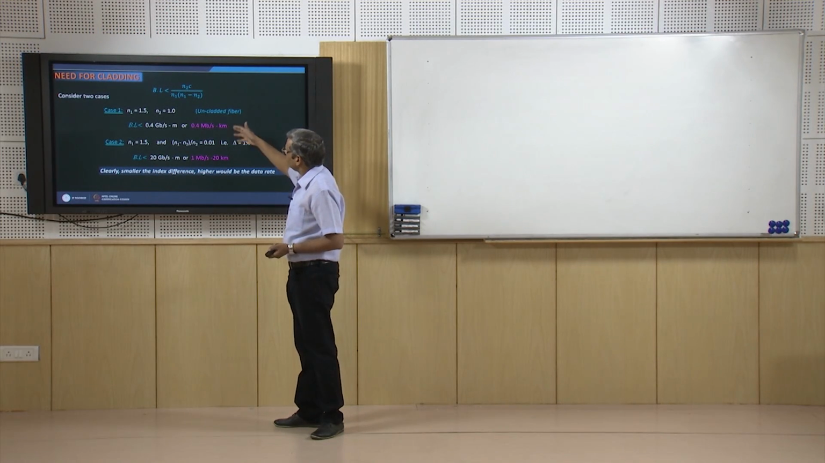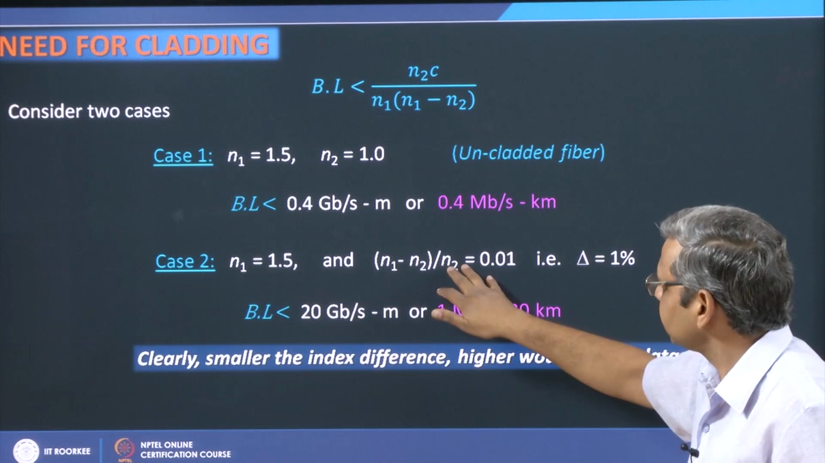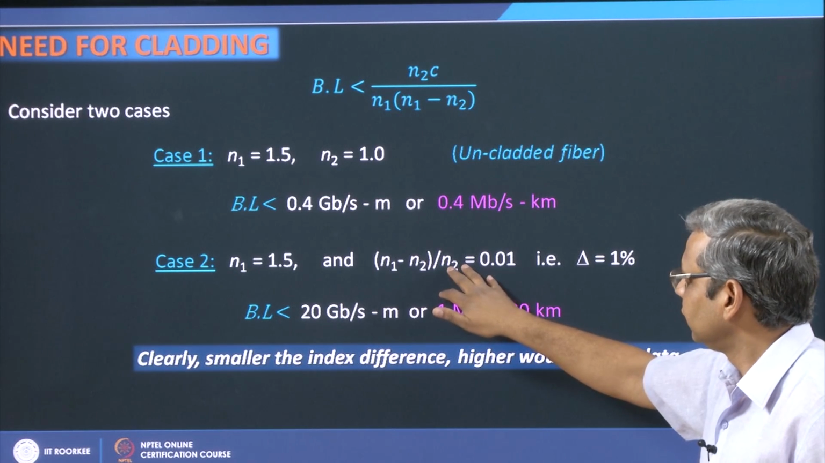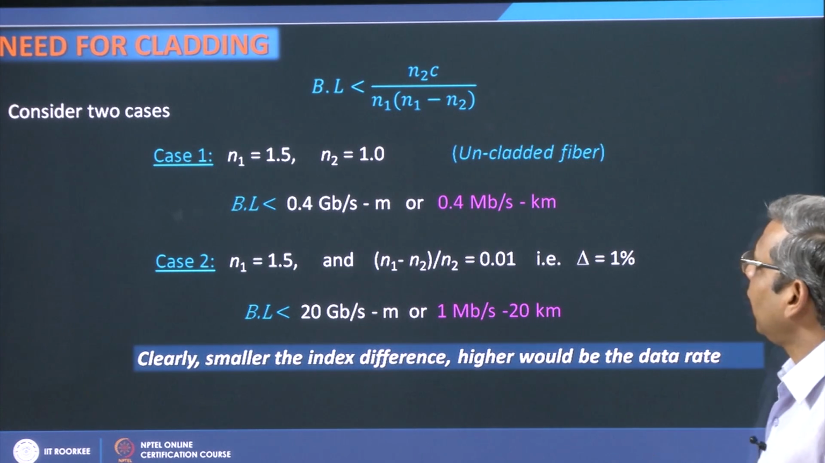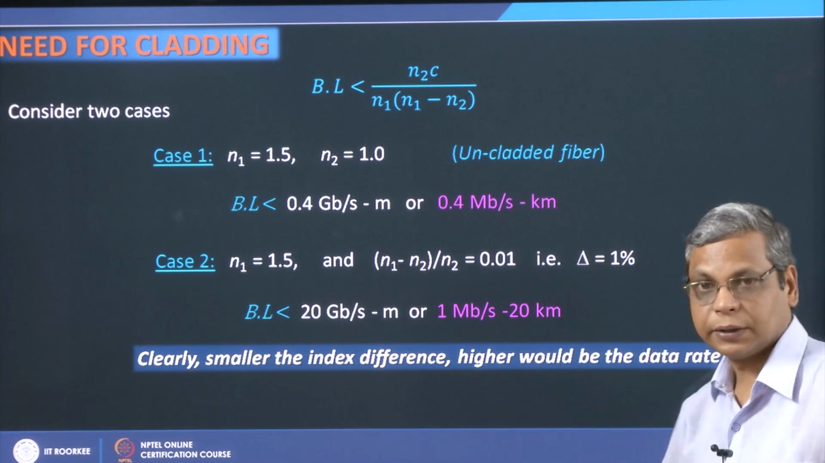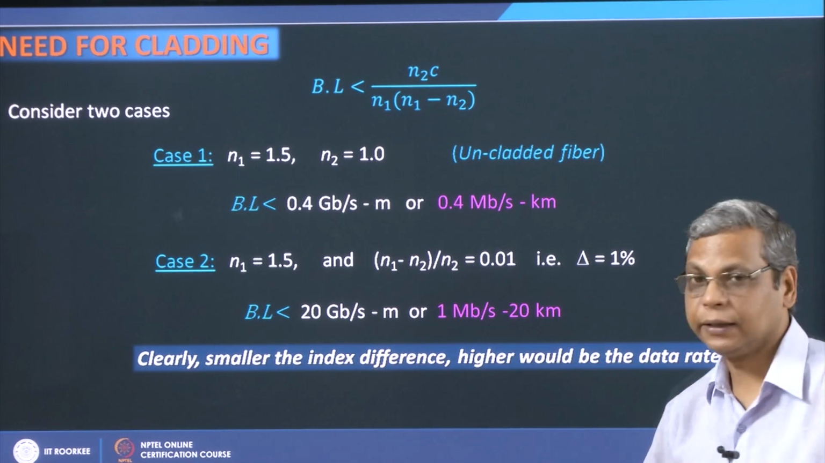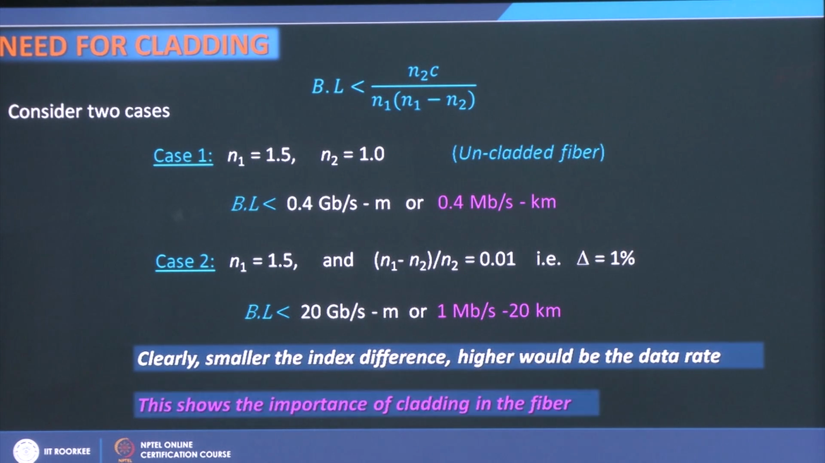So, what I see here is that the smaller the index difference between the core and the cladding, the higher would be the data rate. Okay. That is why I cannot use unclad fiber. I cannot use unclad fiber, and I need a cladding to have a telecom fiber. So, this clearly shows the importance of the cladding in the fiber.